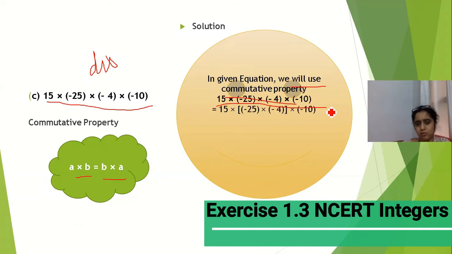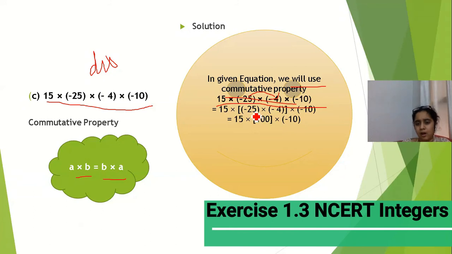In the next step, if we multiply this 25 by 4, we will get the answer 100. And if you get the answer 100, your calculation will become easy. So in this step, I have put in brackets these two numbers, 25 and 4, so that I can multiply these numbers with each other.